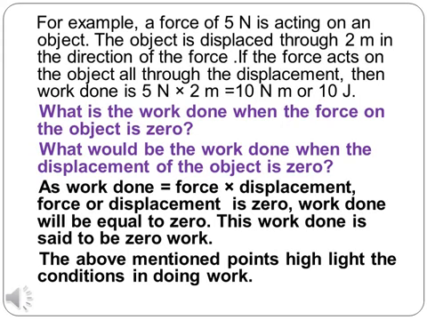Can you say what the work done is when the force on the object is equal to 0, and what the work done would be when the displacement of the object is equal to 0? As work done is equal to the product of the magnitude of force and the magnitude of displacement, if the magnitude of force or the magnitude of displacement is equal to 0, the work done will be equal to 0. This work done is said to be zero work. The above-mentioned points highlight the conditions for doing work.